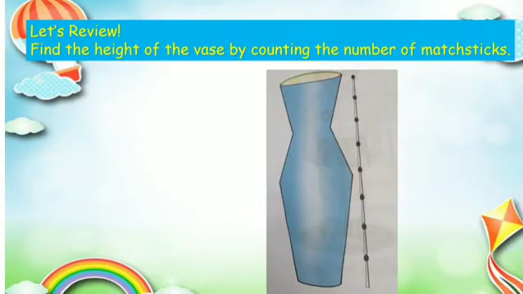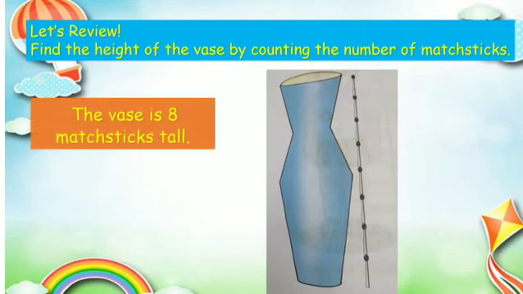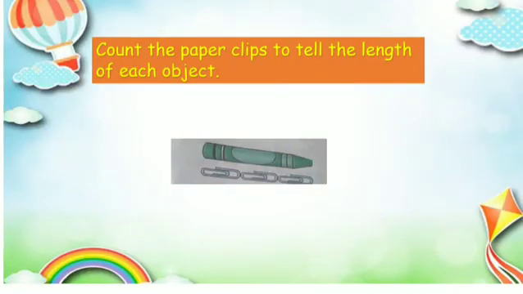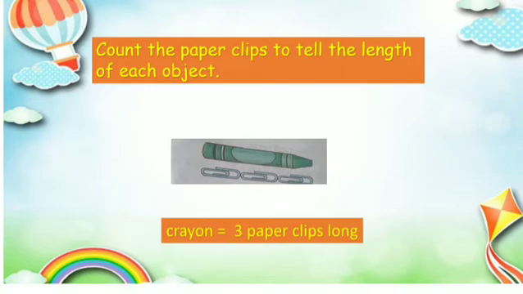Find the height of the vase by counting the number of matchsticks. Great answer! The vase is 8 matchsticks tall. This time, count the paper clips to tell the length of the crayons. Very good! The crayon is 3 paper clips long.